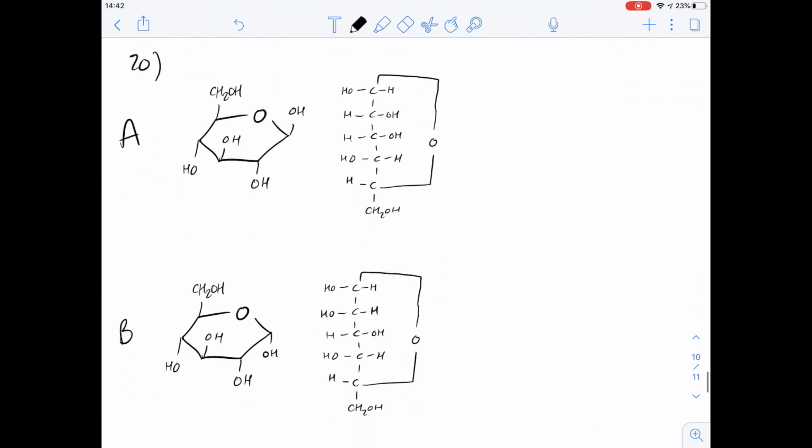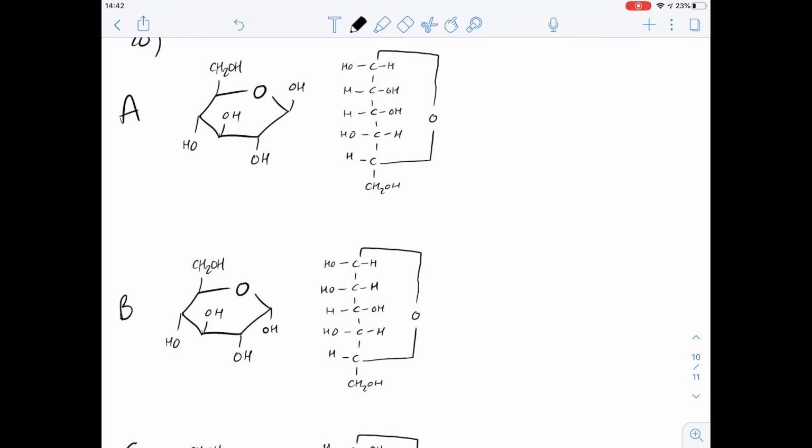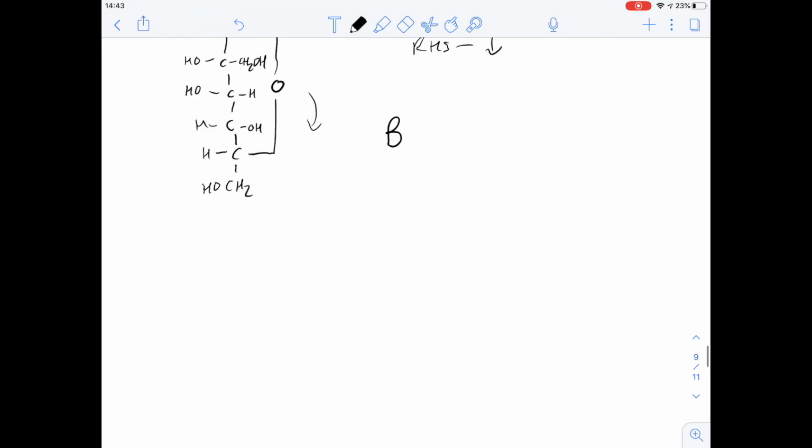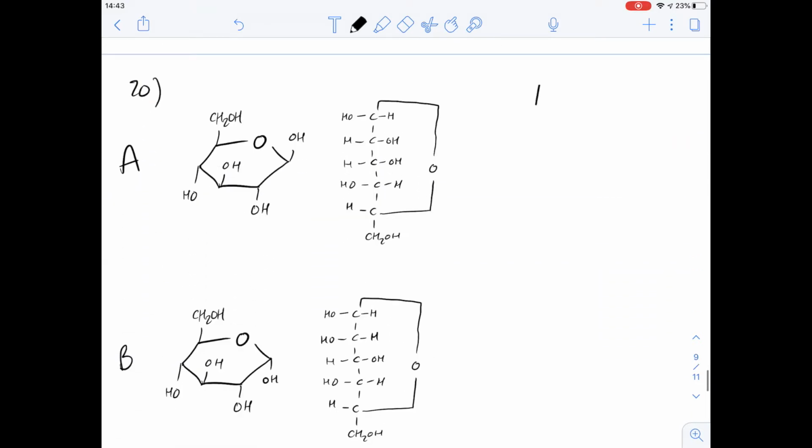If we move on to question 20, we've got lots more diagrams to look at. It says: of the following, the pair of Haworth and Fischer structures that represents the same molecule is what? We can use the same method as before, starting at the oxygen and moving in the same way through both molecules. The easiest way to tell them apart is that we've got some hydroxyl groups above and below, and if they match up on both diagrams, then we know we've got the right one. Remember, above equals left hand side, and below is the right hand side.